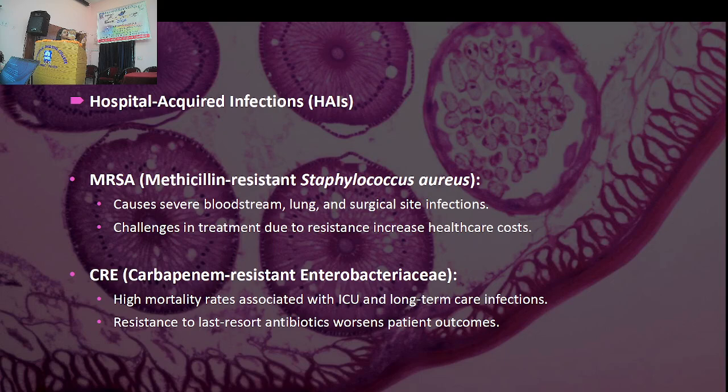These are the carbapenem resistant Enterobacteriaceae and methicillin resistant Staphylococcus aureus. It means that these two species have more impact in case of hospital acquired infections. That means the infection that you acquire during hospitalization.